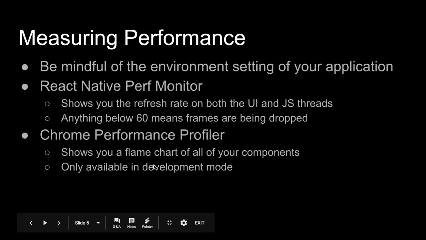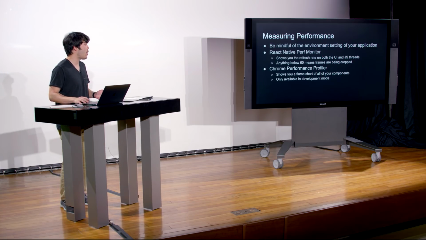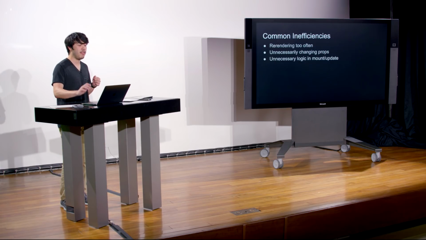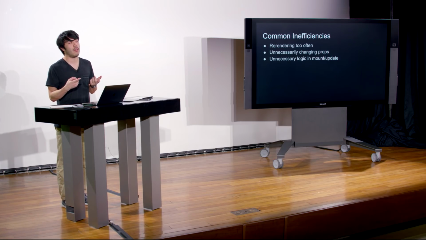So now that we've seen how to actually look at the performance of our app, let's start to actually optimize some things. So what are some common inefficiencies in React Native apps? So one is just re-rendering way too often. Another one is unnecessarily changing props. And lastly, unnecessary logic in mount and update.